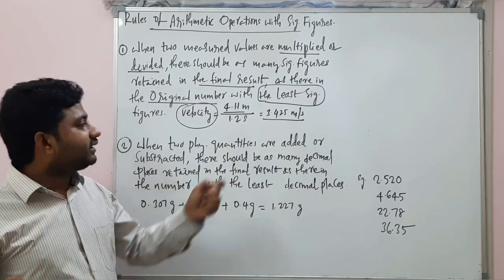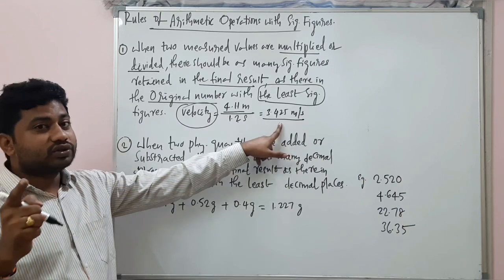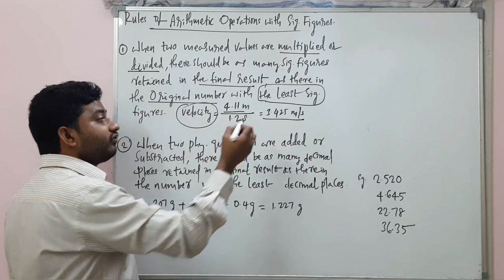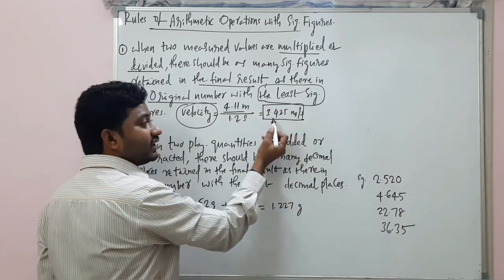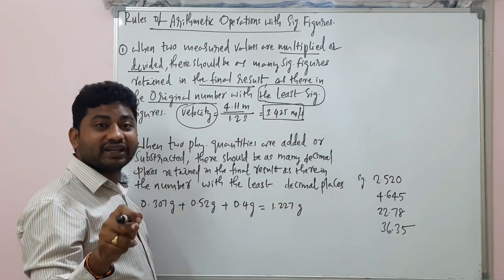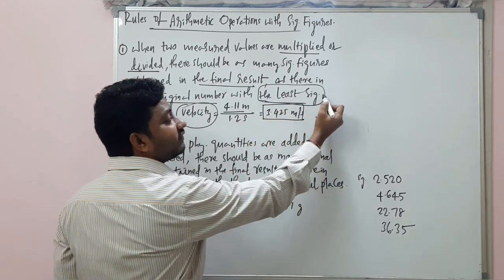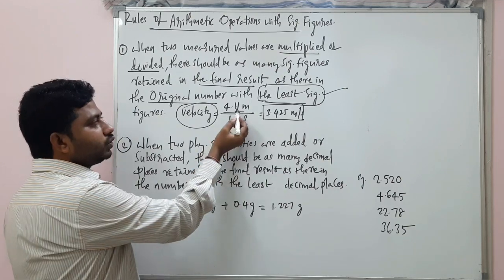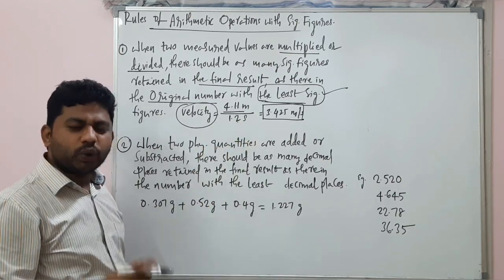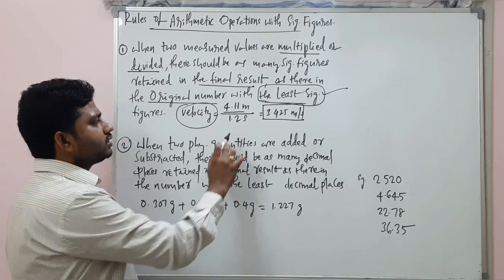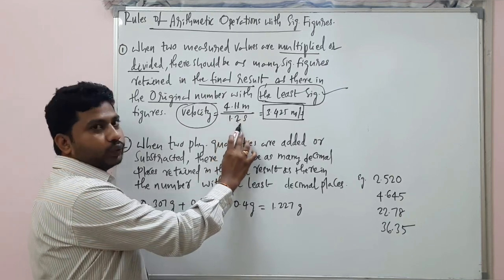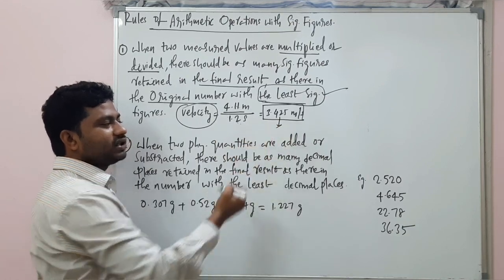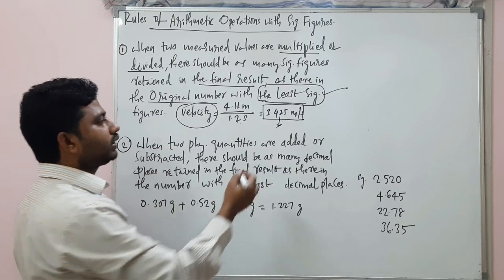If you want to write it according to the significant figures rules, that's the most important point, my dear students. In the division or multiplication, your final result must have the number of significant figures equal to the least significant figures in the individual measurements. These are the two individual measurements, right? Which is having the least significant figures? This one. Here 3, here 2. Understand? So, you have to write only 2 significant figures. That's your final answer. What is the final answer here?